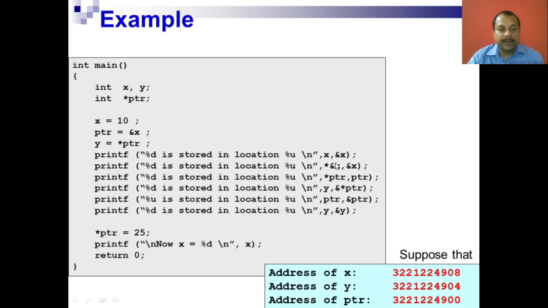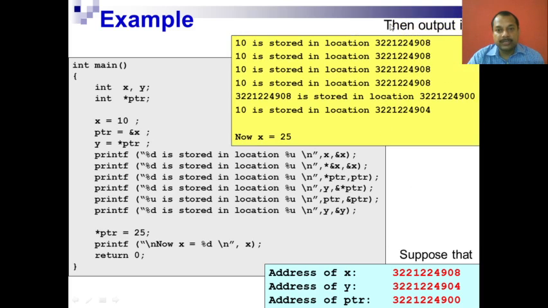Now if I print like the previous time, its value and where it is stored using unsigned int, and also if I assume that the address of x is supplied as this one, the address of y is supplied as this one, and the address of the pointer is supplied as this one, then what will be the output? Here is the output in my system, but it will definitely vary in your system. So the value of x is 10 and it is stored in this location, I am assuming.